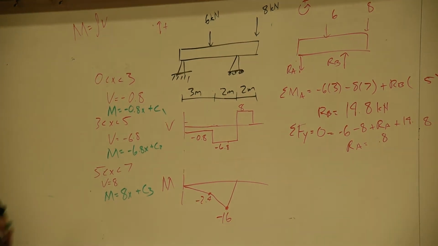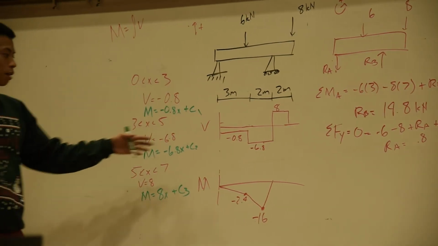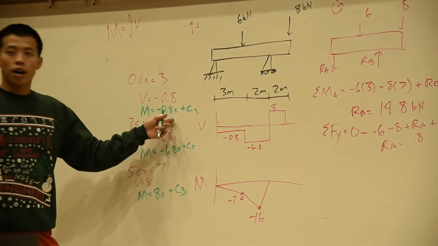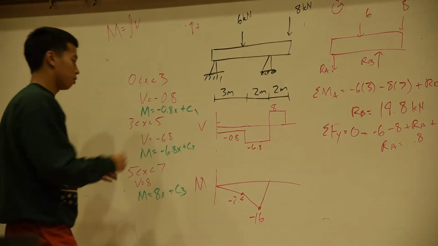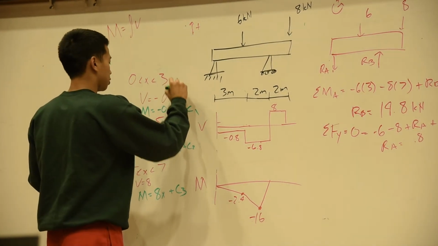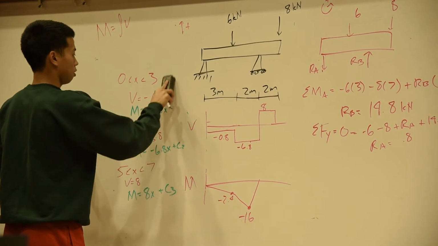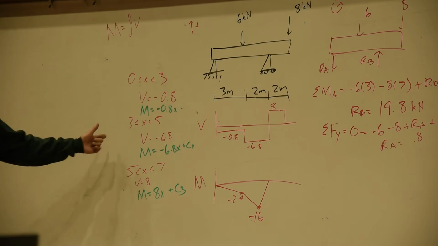Another way you can do it is just plug in values that you know. So going on the first one, I told you that at x equals 0, you know the moment equals 0. If you plug in 0 for x, your equation should equal 0, so that means C1 has to equal 0. So the moment equation for this first piece will just simply be negative 0.8x. Okay? The second one.